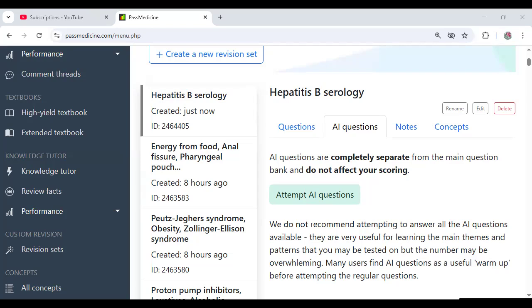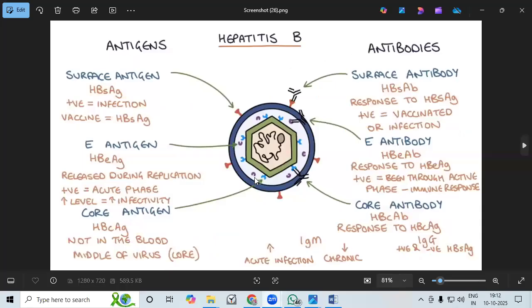Can you see this? Where? There is a screen of hepatitis B. This is the hepatitis B virus. Inside you can see the core antigens. Actually, I'm not able to see any image or something. It's just past medicine. Oh, just one second. Yes, now I'm able to.